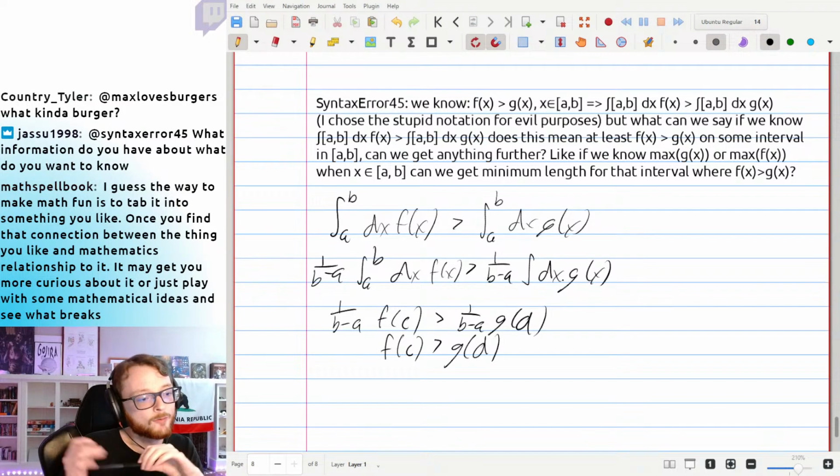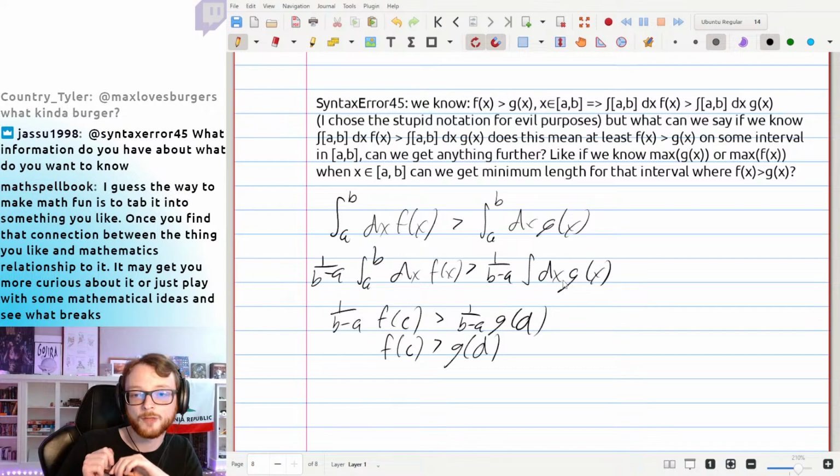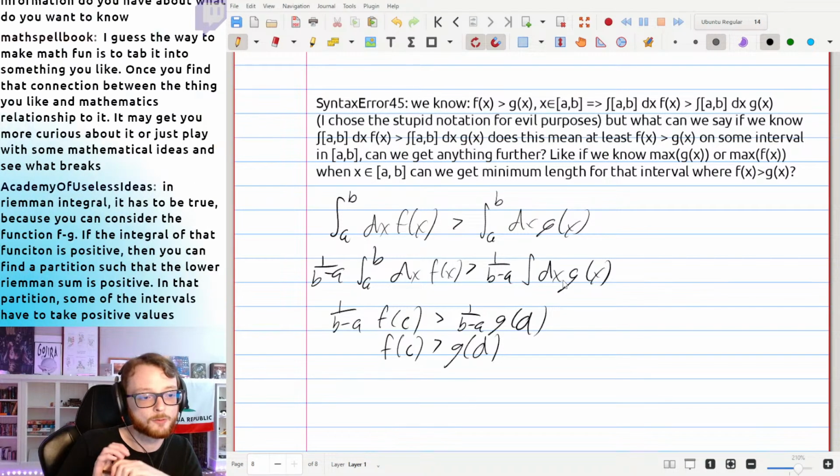A way to make mathematics a tab into something you like. Once you find that connection between the thing you like and mathematics, it makes you more curious about it. Play with some mathematical ideas. Yeah, definitely the connections are what make math cool, or at least there's more things that can make math cool, but the connections with other things are a way to do that.